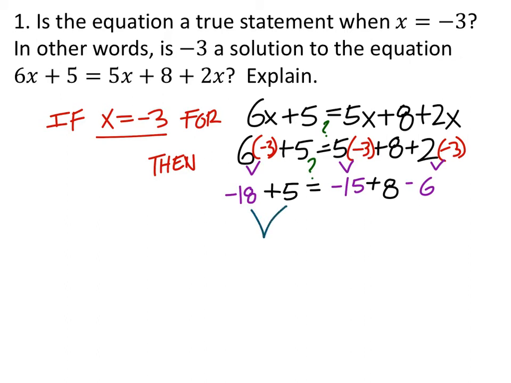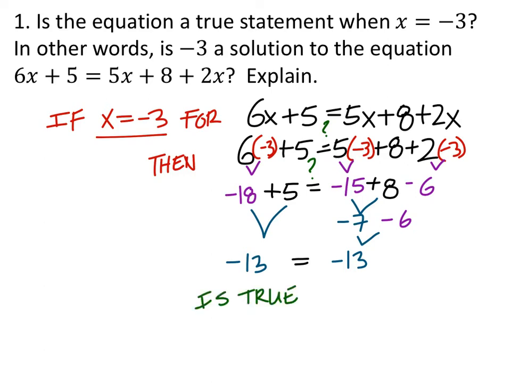Again, I don't know if this is true yet or not, but I can find out. Negative 18 plus 5 is negative 13. And then on the right side, I've got negative 15 plus 8, which is negative 7. And then when I subtract 6 from that, I get negative 13. So then it becomes a question of, does negative 13 equal negative 13? And the answer is yes. So that is true. So x equals negative 3 is a solution.